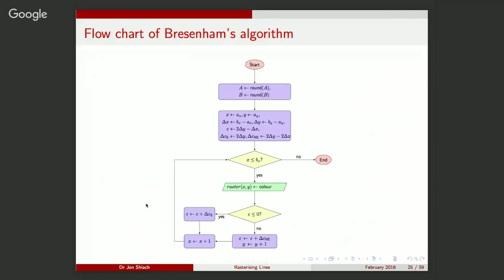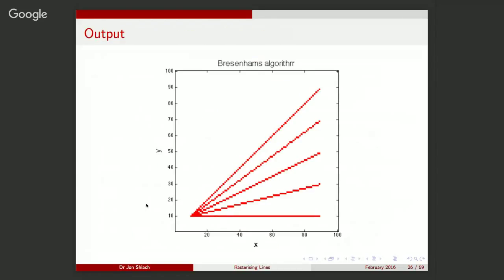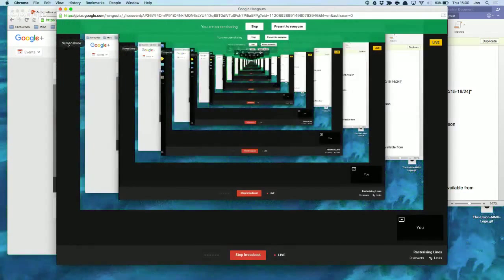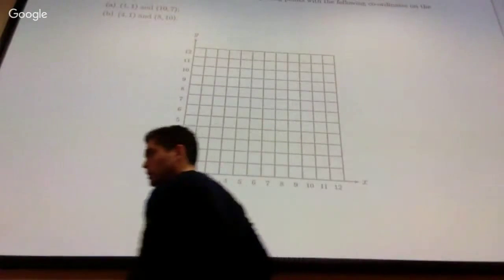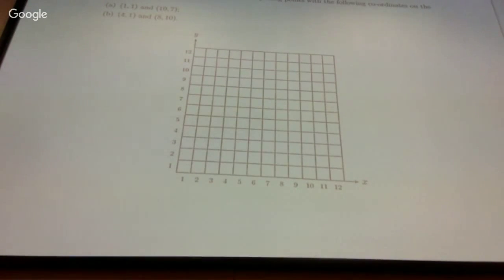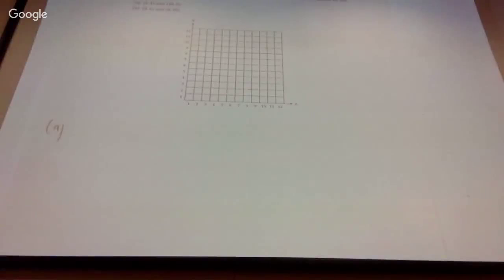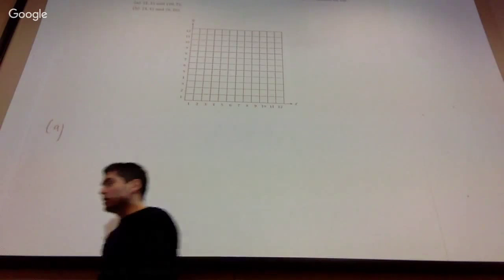Right, so what I want you to do is turn over to question three. We're going to do the same thing but using Bresenham's, and you'll see how easy it is. So again, we've got this grid, and we're going to step through the algorithm and draw the lines using Bresenham's algorithm.